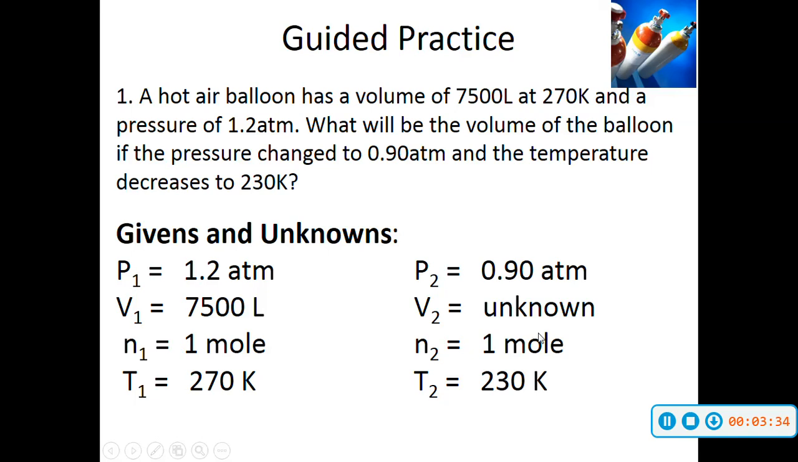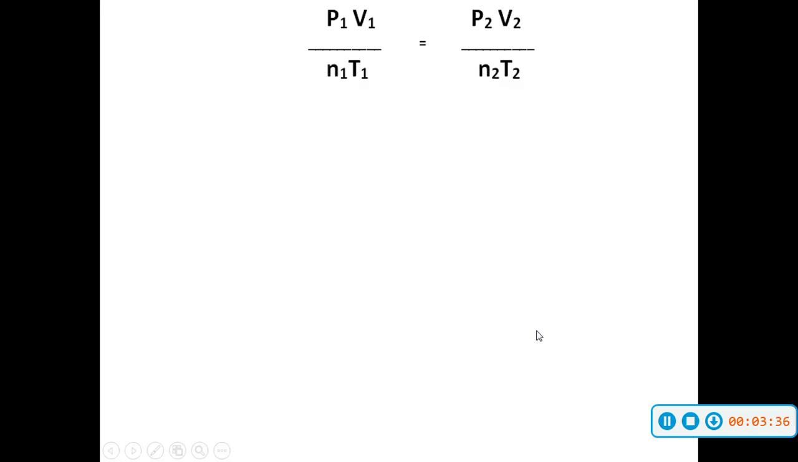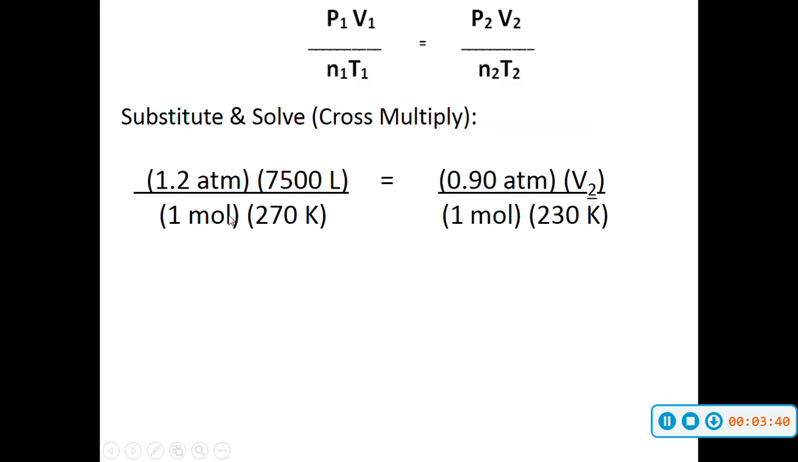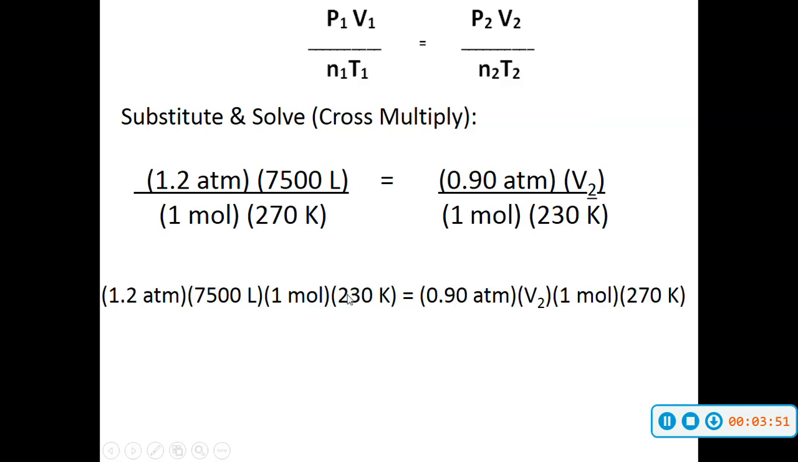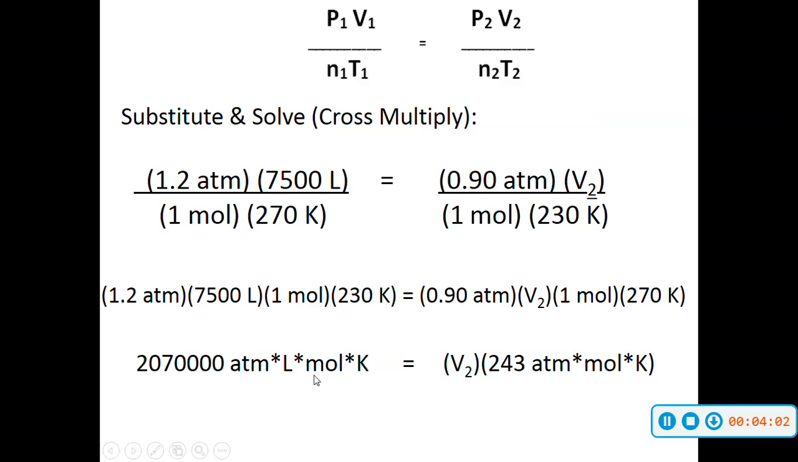Now if we plug all our givens into our combined gas law equation, you should see something like this. Of course, how do we solve for our unknown when we're given fractions? You would simply cross multiply. When you cross multiply, you should get all these numbers and variables. Then, basic math, multiply all of them, and these are the large numbers you get.